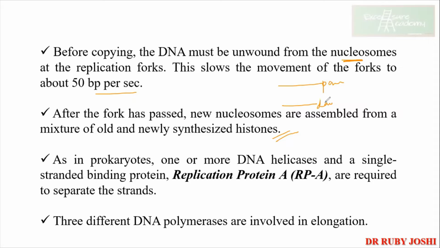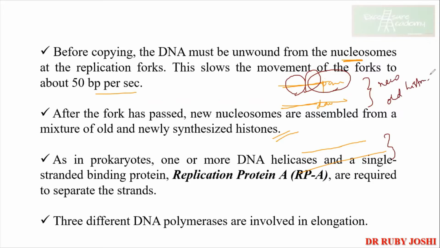Now once the replication is done, what happens? You have got the parental strand and the daughter strand, right? Here and here you will have the daughter, and here a parental. Now, because there is a memory present in the parental strand, what does it mean? It is a memory sequence which will recruit back the histones. So this DNA and this DNA are going to have a mixture of new and old histone proteins. Is it clear this much?